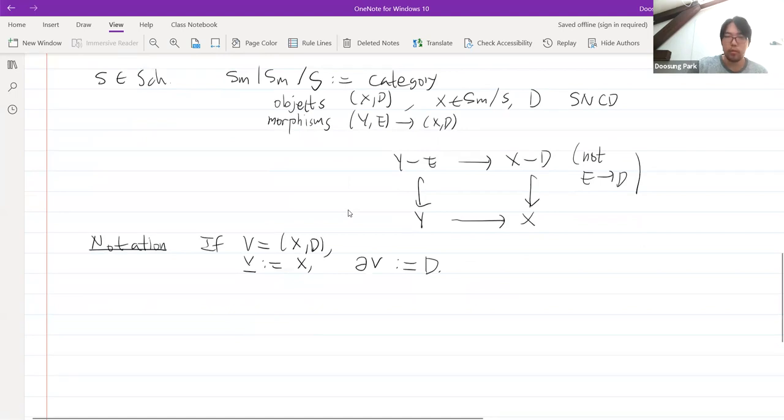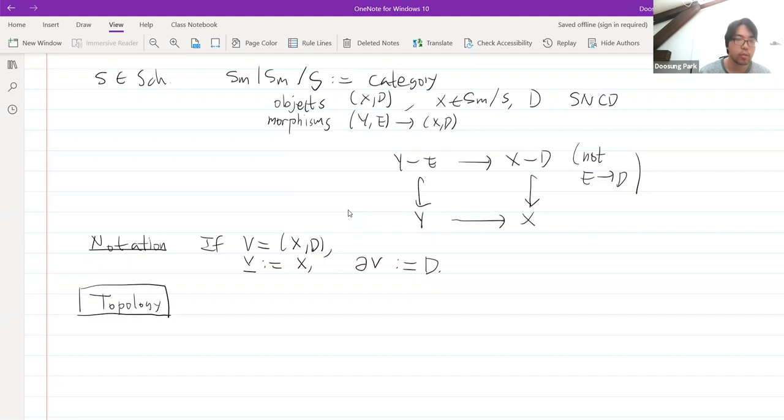Okay, so we need to define the replacement of the Nisnevich topology. The Nisnevich topology comes from the Nisnevich CD structure. So we can similarly define a strict Nisnevich CD structure.